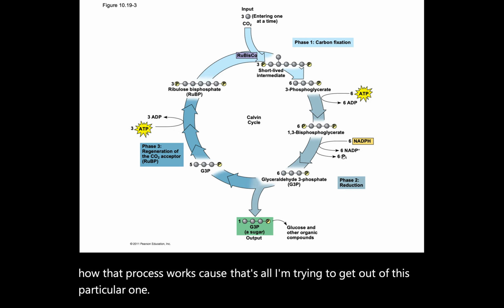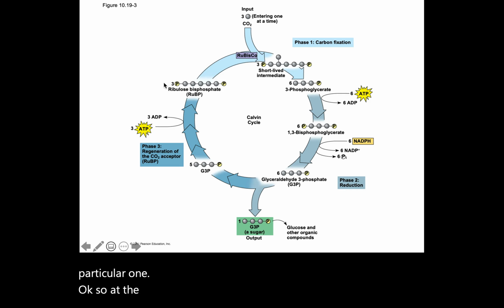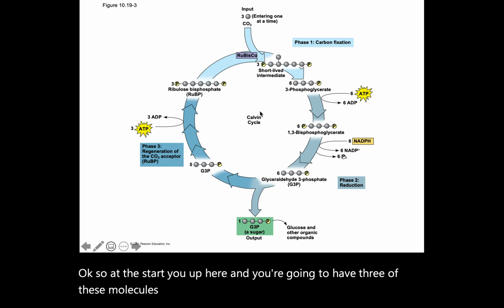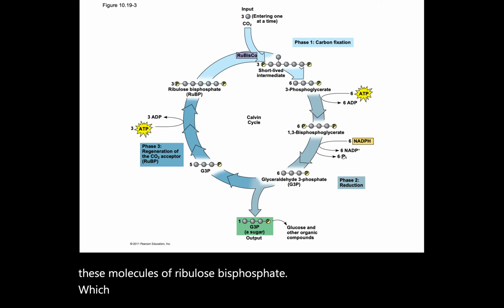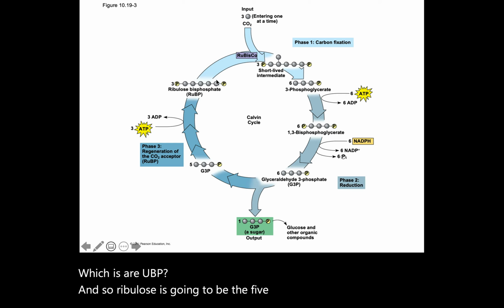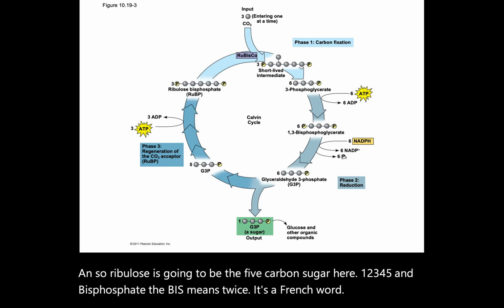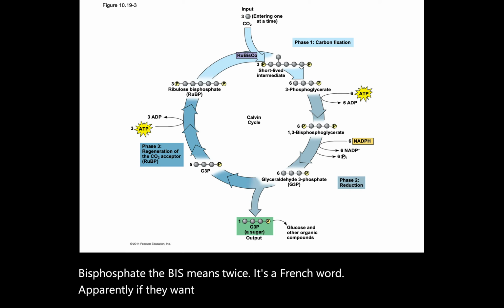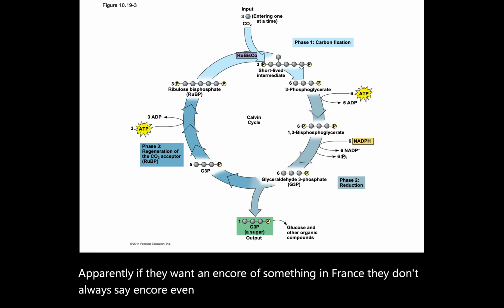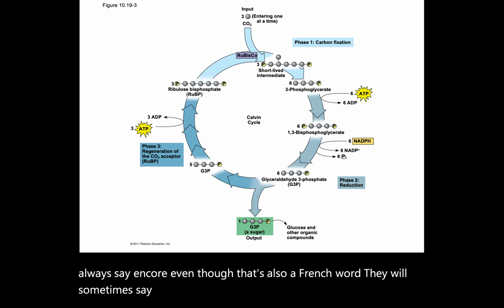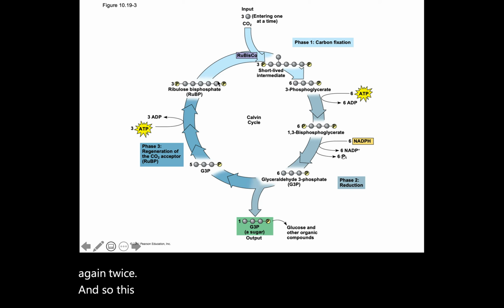Okay, so at the start, you're up here, and you're going to have 3 of these molecules of ribulose bisphosphate, which is RuBP. And so ribulose is going to be the 5-carbon sugar here, 1, 2, 3, 4, 5. And bisphosphate, the bis means twice. It's a French word. Apparently, if they want an encore of something in France, they don't always say encore, even though that's also a French word. They'll sometimes say bis, which means do it again. Yeah, I liked it. Do it again, twice. And so this is ribulose, sugar in the middle, with twice phosphate, 1 phosphate on either end of it.